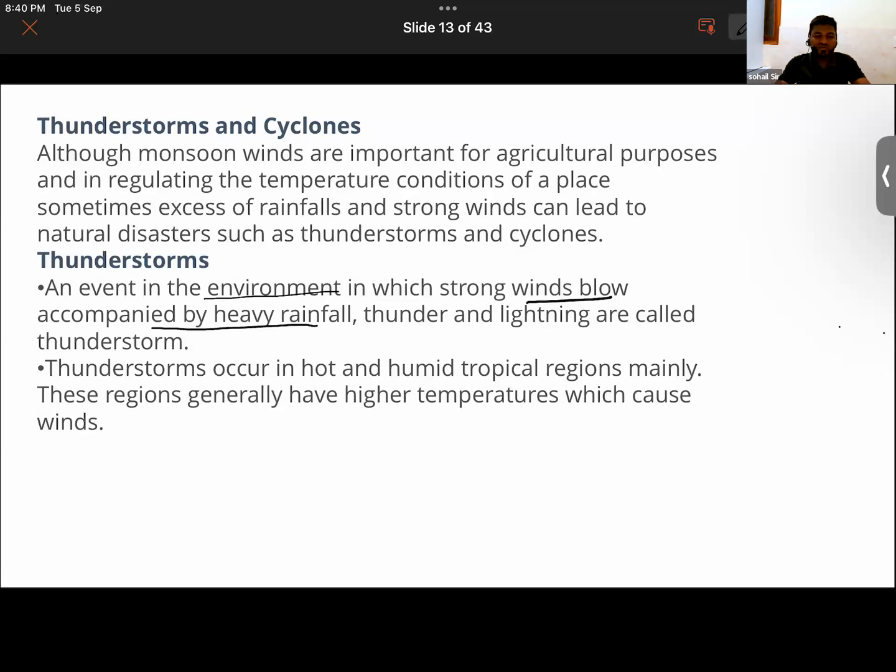So during a thunderstorm, what is happening? Water releases heat when it changes from vapor to rain in the atmosphere.